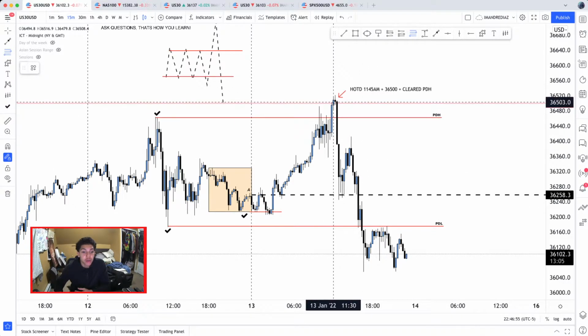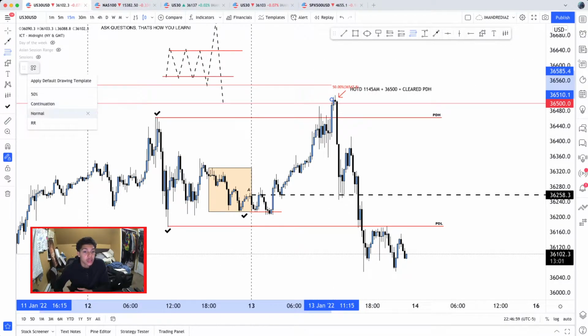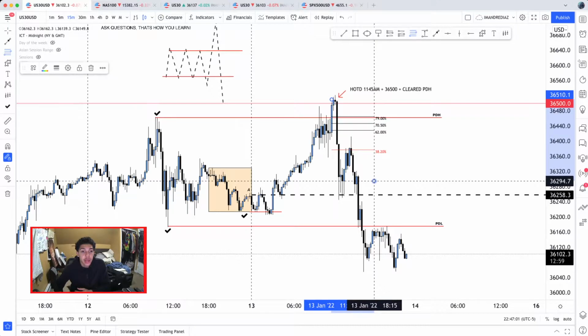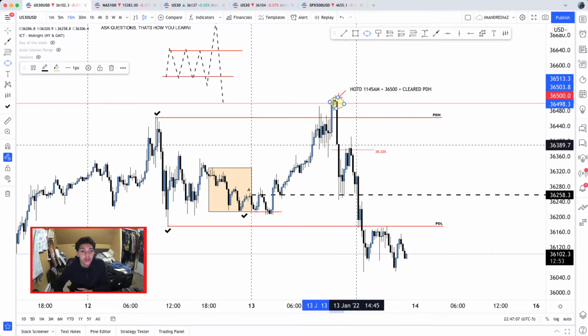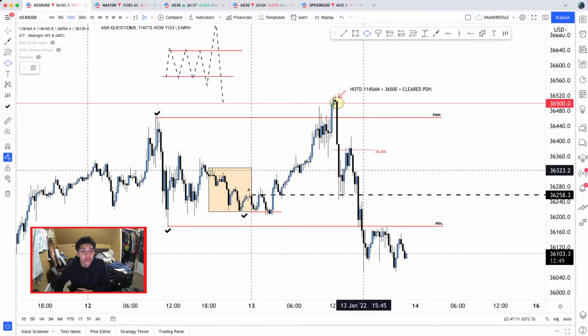But this was later on in the day at 11:30. So even if I did look to take this trade, I would have never taken it because it's too late in the day. But now if you pull your fib, just like this, get our continuation fib. So from this high to this low, you see that there was a potential retracement that you could have re-entered on to still catch this move.